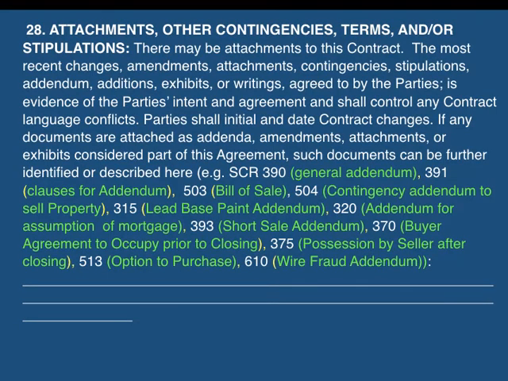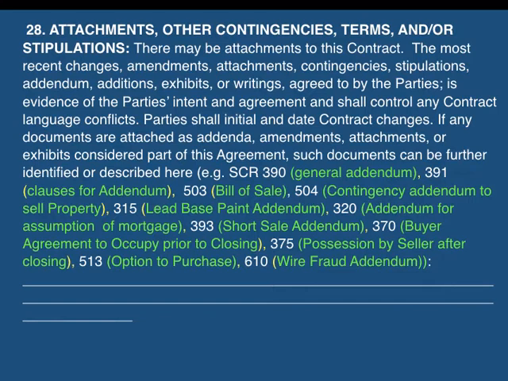Now we're heading into number 28. I call it the catch-all section of the contract. Attachments, other contingencies, terms, and or stipulations. There may be attachments to this contract. The most recent changes, amendments, attachments, contingencies, stipulations, addendum, additions, exhibits, or writings agreed to by the parties is evidence of the parties' intent and agreement and shall control any contract language conflicts. Parties shall initial and date contract changes.